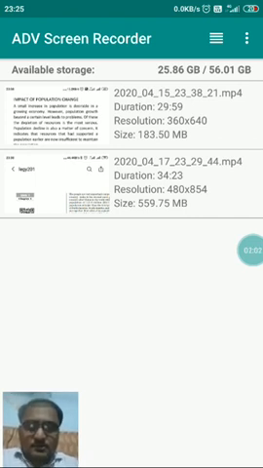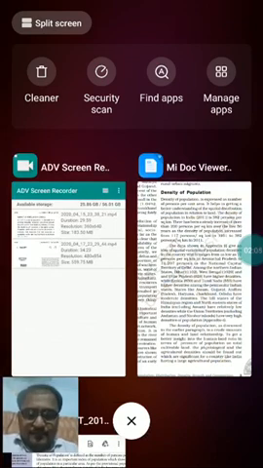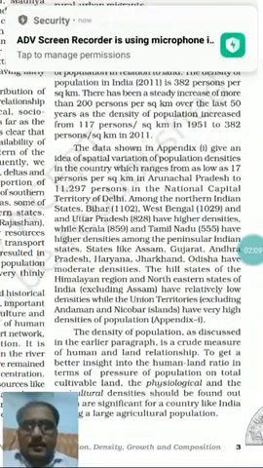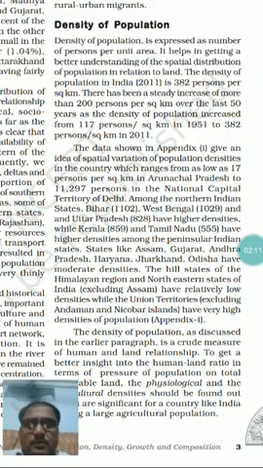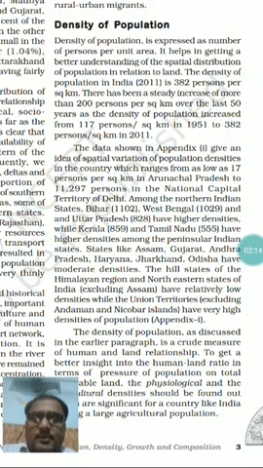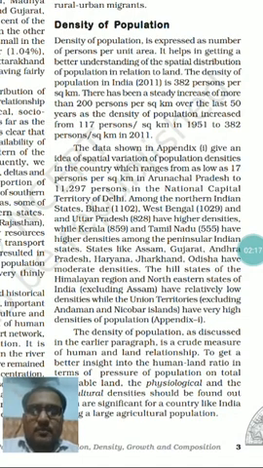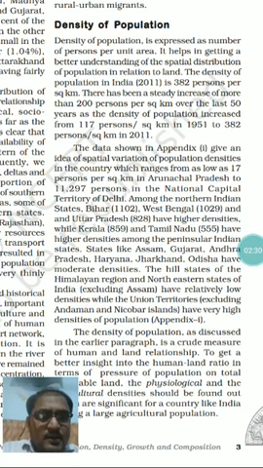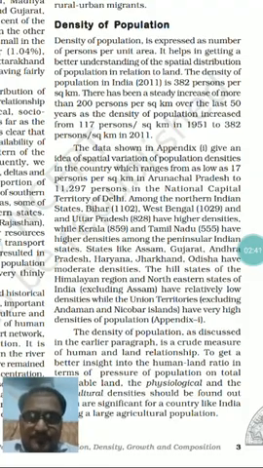Let's come over to the PDF. Density of population is expressed as a number of persons per unit area, as we had already discussed in chapter 2 of Part A of the NCERT book. The density of population helps us in getting a better understanding of the spatial distribution of population in relation to land.